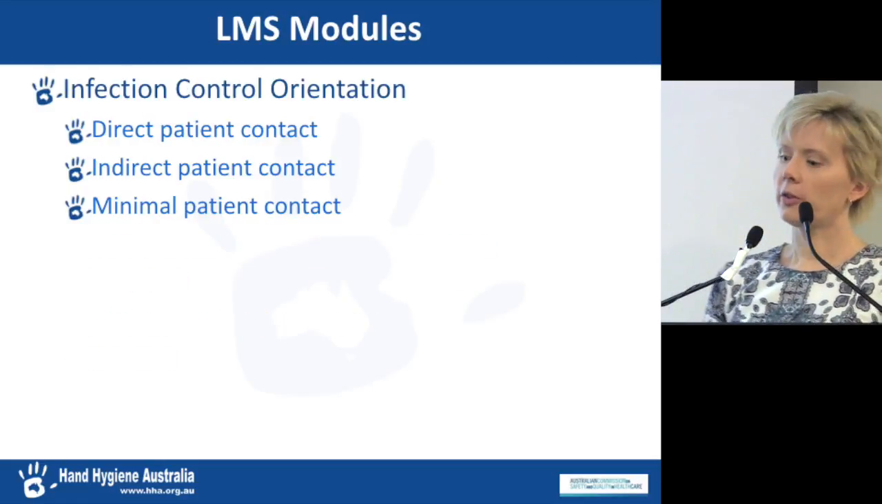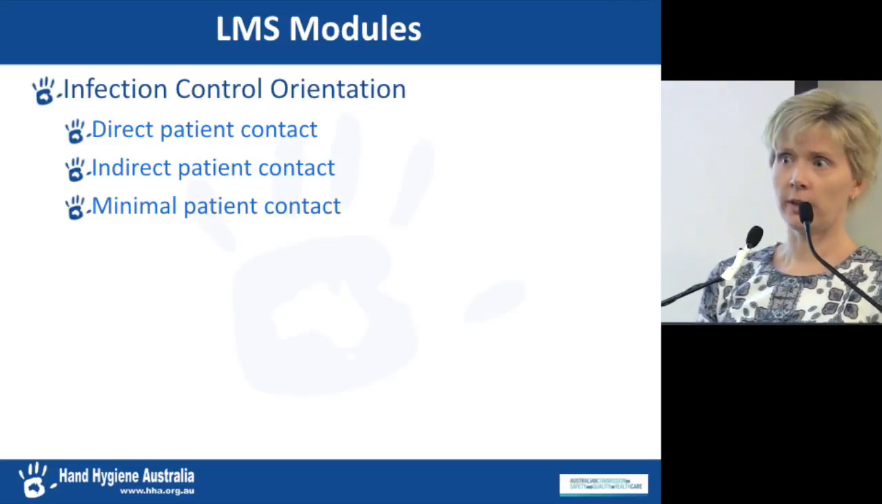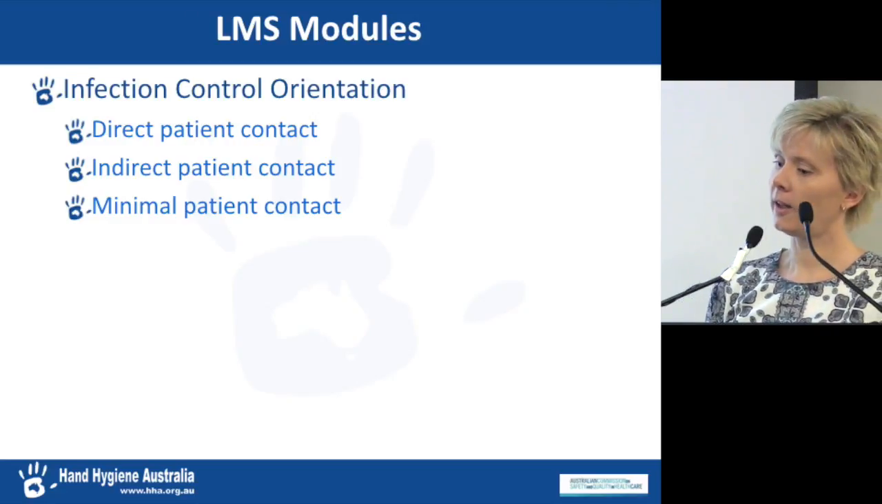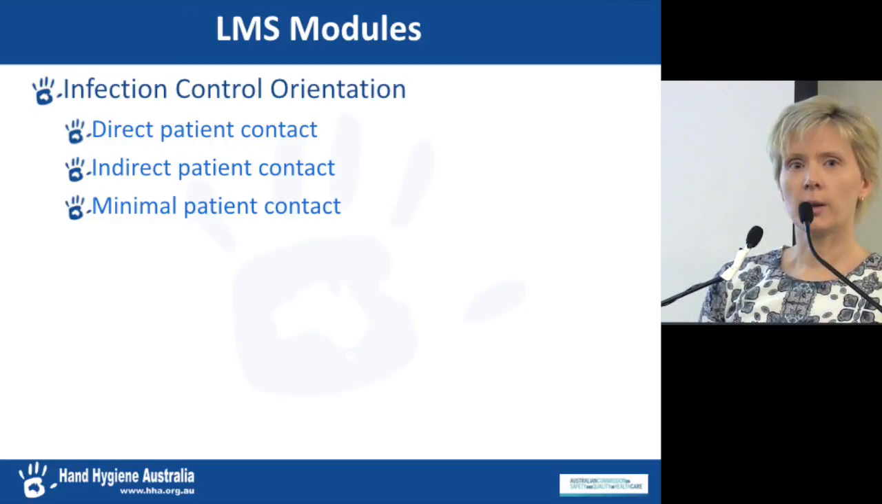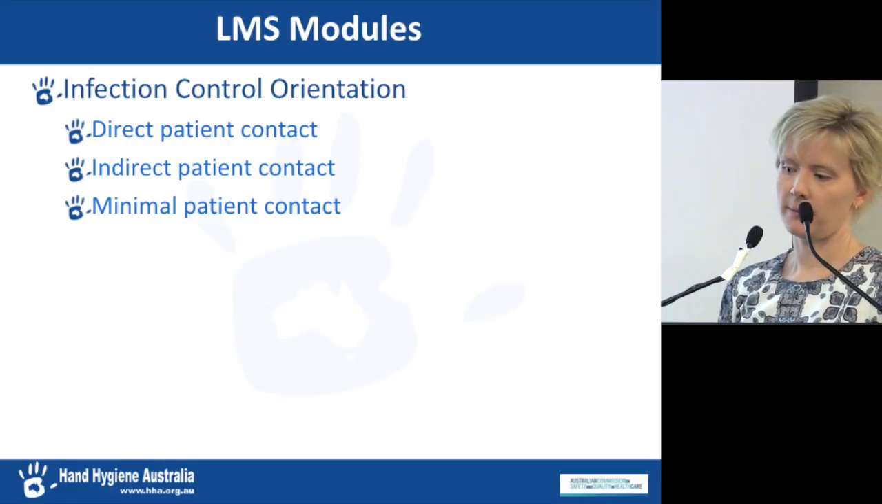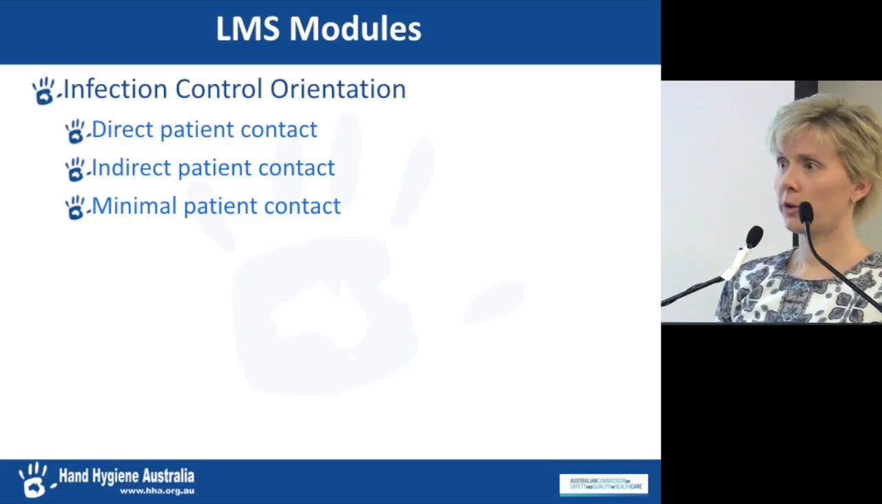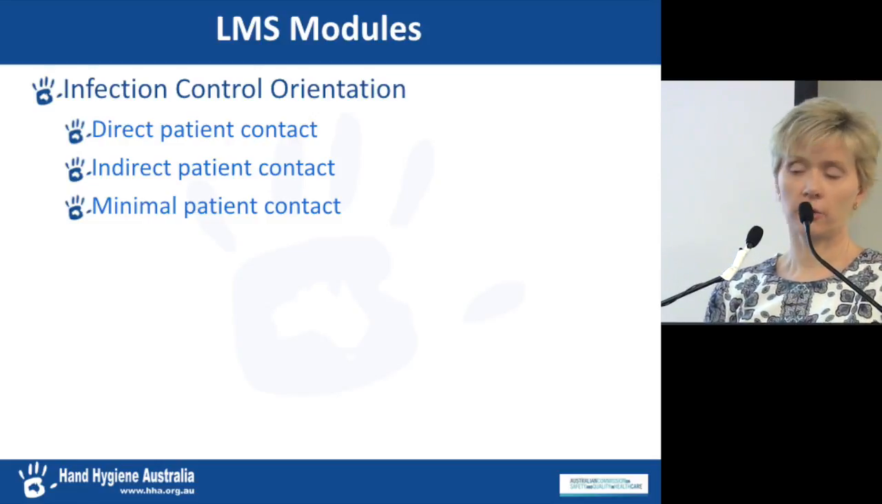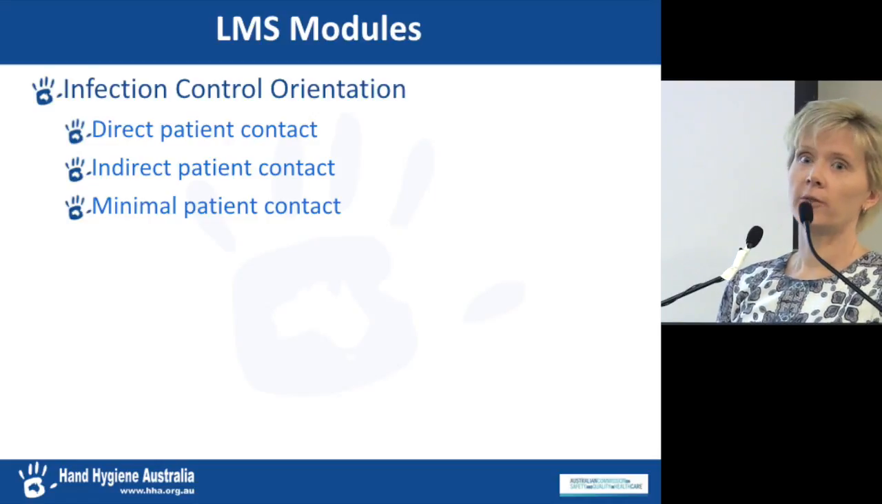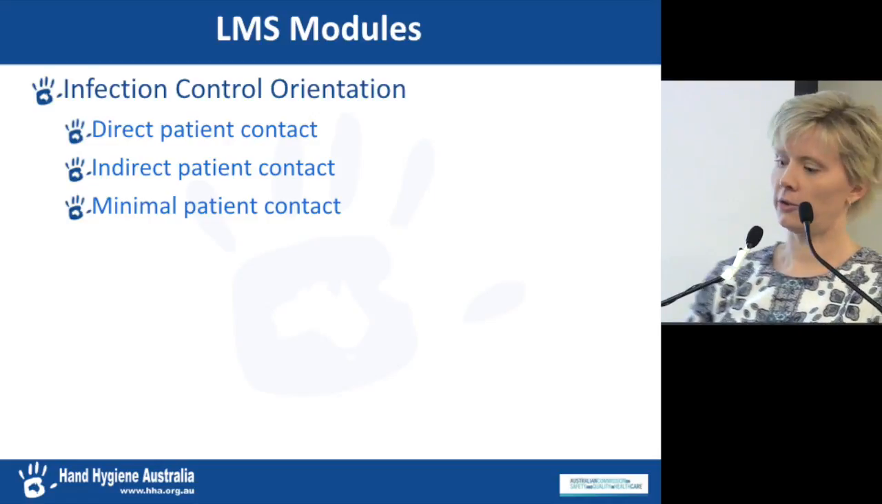We also host the infection control orientation module for the Australian Commission on Safety and Quality in Healthcare, which is essentially one module, but 3 variations of, depending on the amount of contact you have with patients. And then we also have hand hygiene auditor modules, a pre-workshop module for those attending the Gold Standard Auditor training, and an annual auditor validation module for all auditors to do annually.